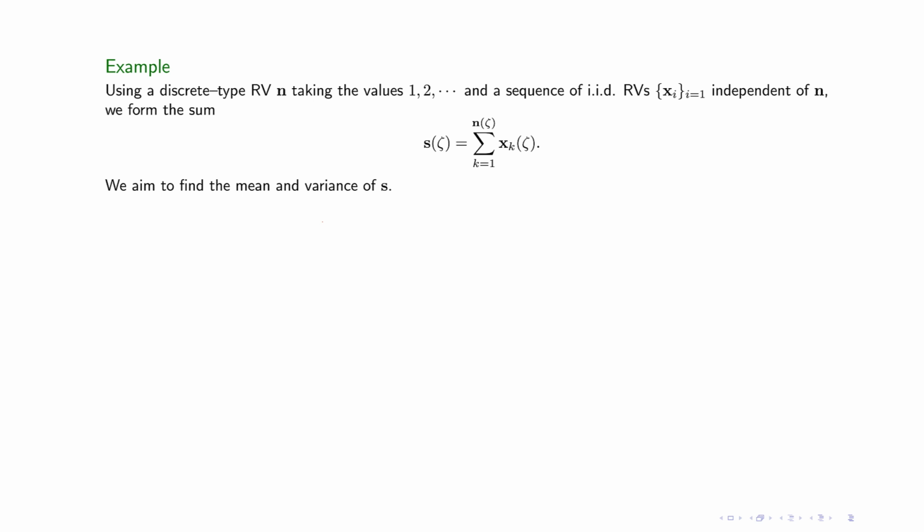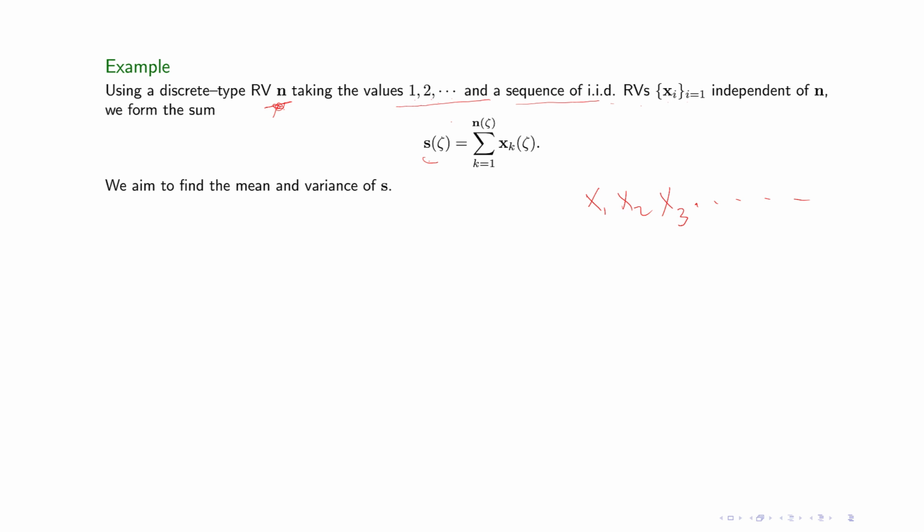So in this example, consider that you have one random variable which takes discrete values 1, 2, etc. And suppose that you have a sequence of independent random variables x1, x2, x3, etc. So a sequence that goes to infinity. And you define S to be equal to the sum of n of them. So n is one integer value, which could be 1, 2, etc. So if n is equal to 1, S is equal to x1. If n is equal to 2, S is equal to x1 plus x2, etc.